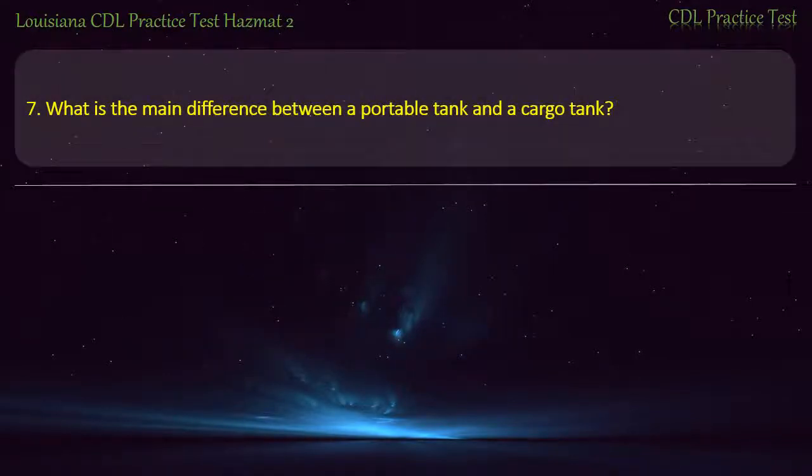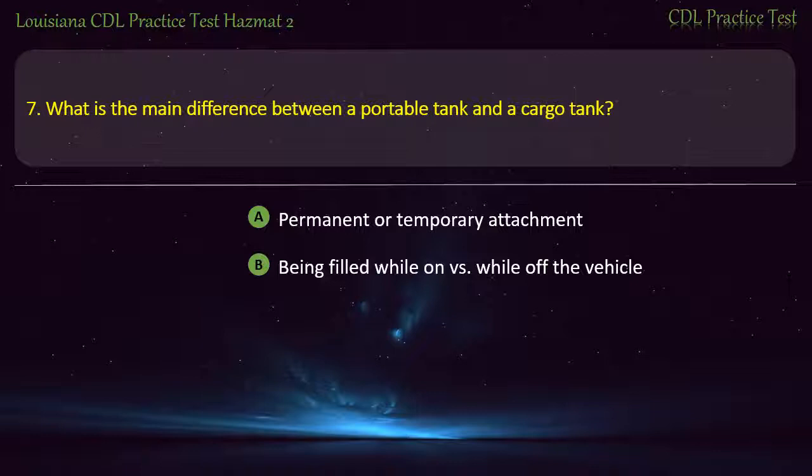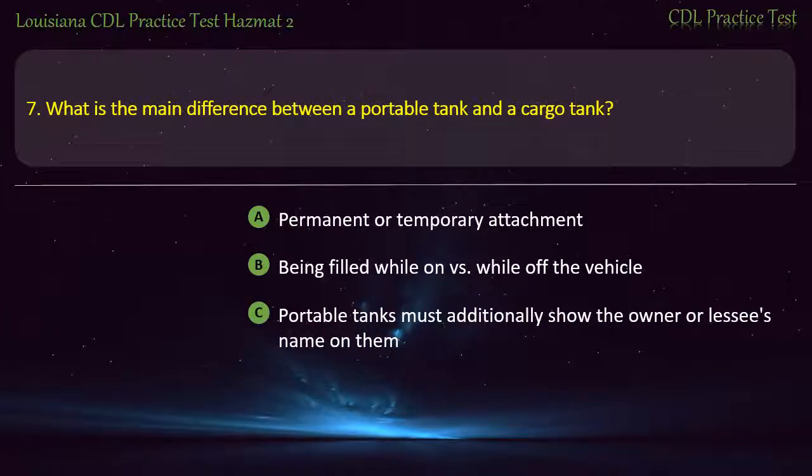Question 7. What is the main difference between a portable tank and a cargo tank? Permanent or temporary attachment. Being filled while on versus while off the vehicle. Portable tanks must additionally show the owner or lessee's name on them. All of the above. Answer. All of the above.